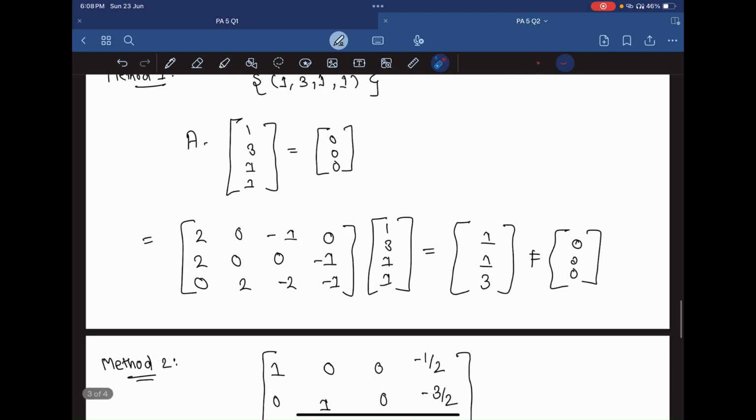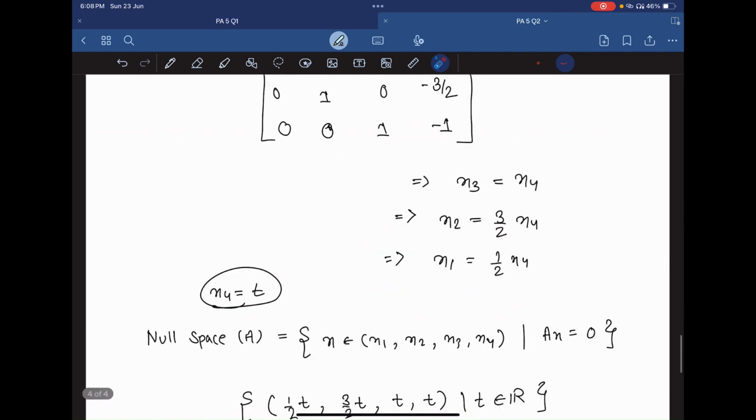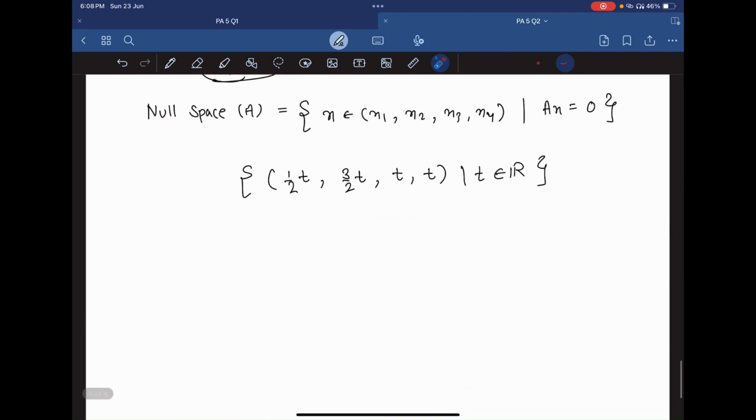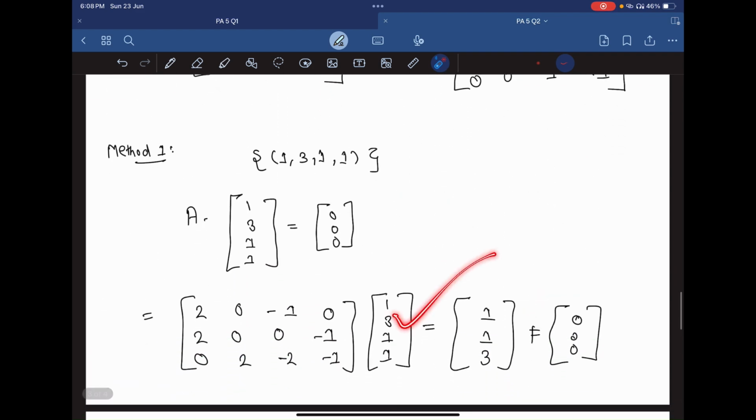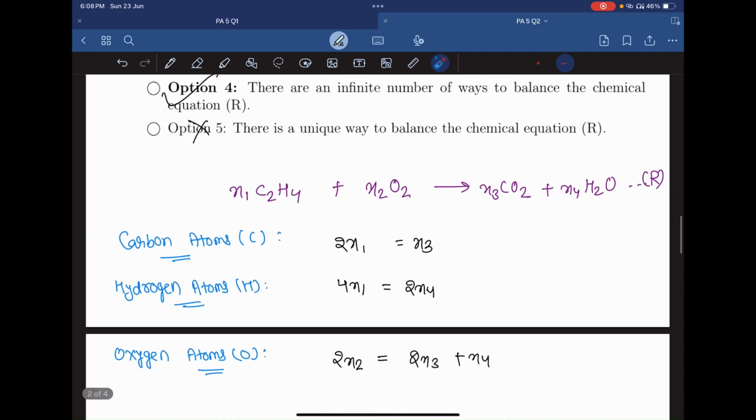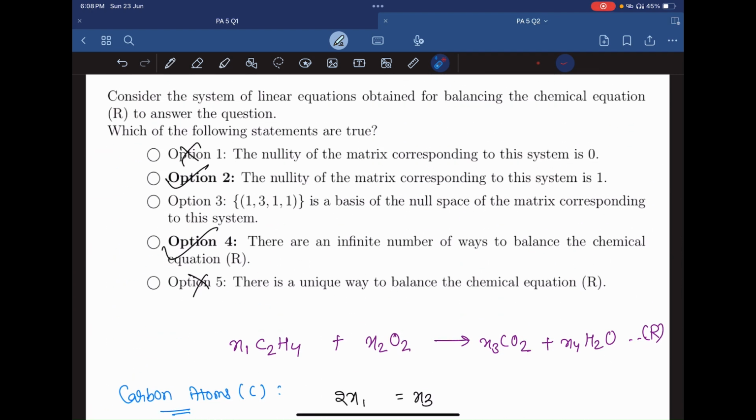Here our x2 is equal to 3 and x4 is equal to 1. So that means on putting t equal to 1, we get (1 by 2, 3 by 2, 1, 1). So this would serve as a basis for our null space, not this vector. Hence option 3 is wrong. Thank you.